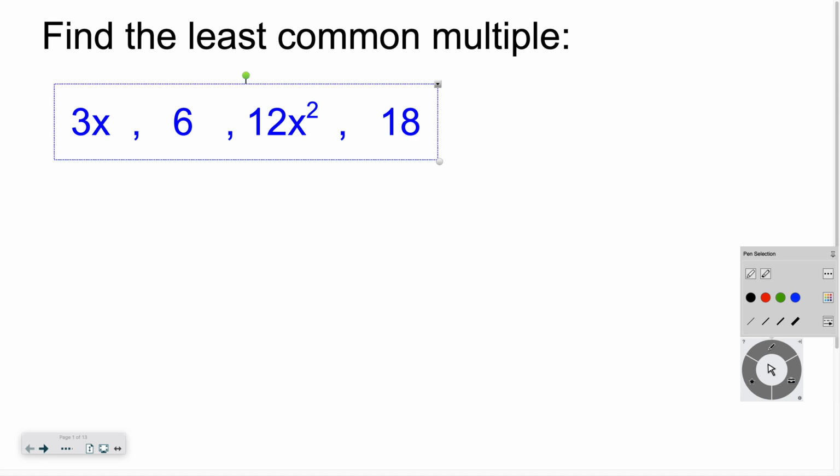So I've got 4 terms on the board, and we're looking at what's the least common multiple of these 4 terms, and that will allow us to find the least common denominator when we have to deal with this. So the best way to approach this is just look at each of these terms in a factored form. So for example, 3x is really 3 times x. 6 is really 3 times 2. 12, if you think about the prime factorization of 12, it's 4 times 3, right? But 4 is really 2 times 2.